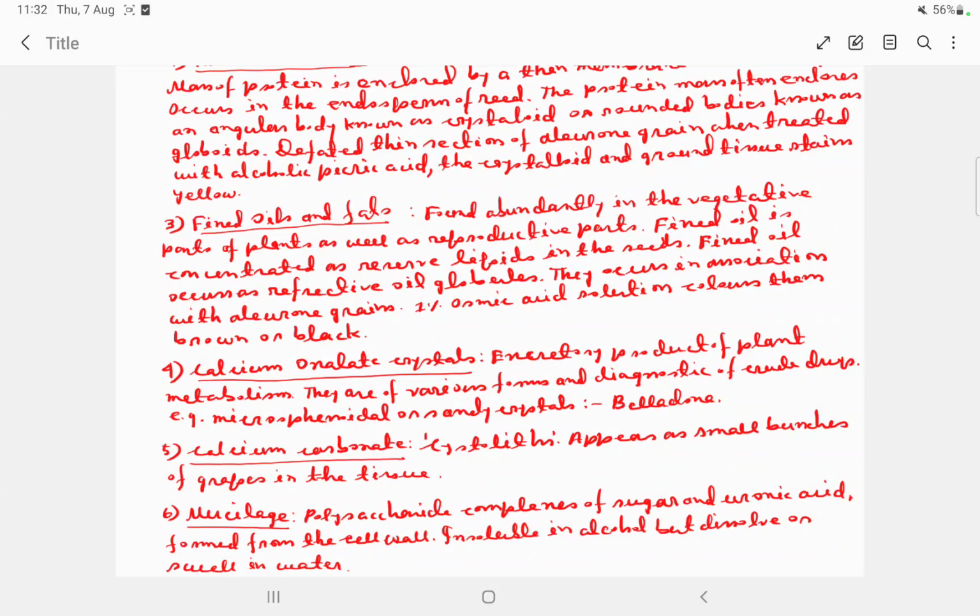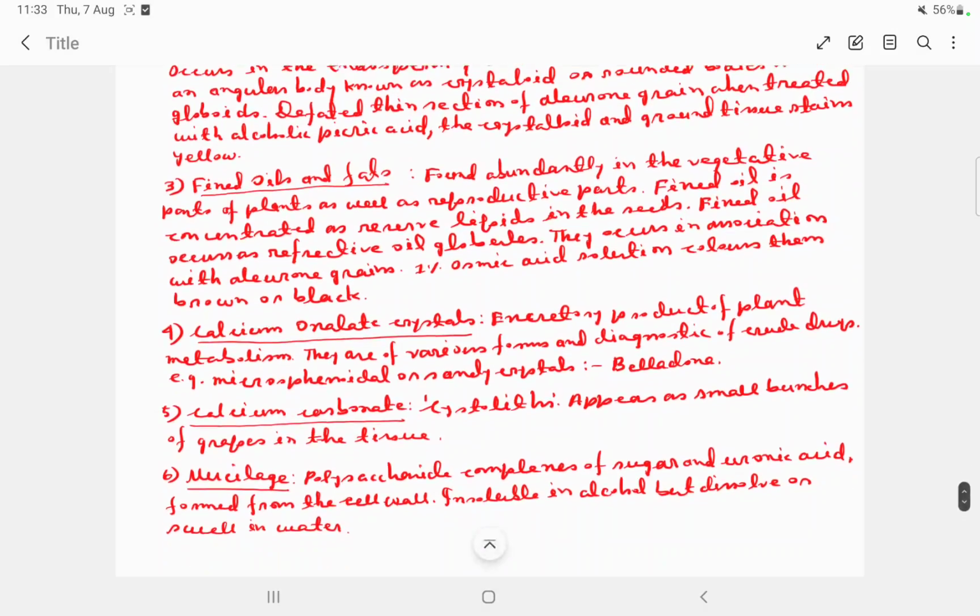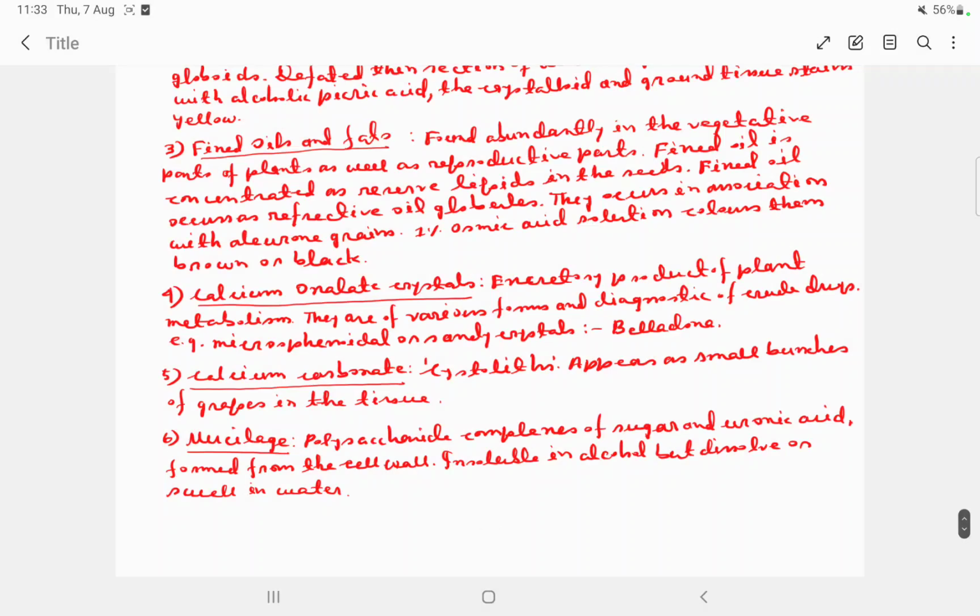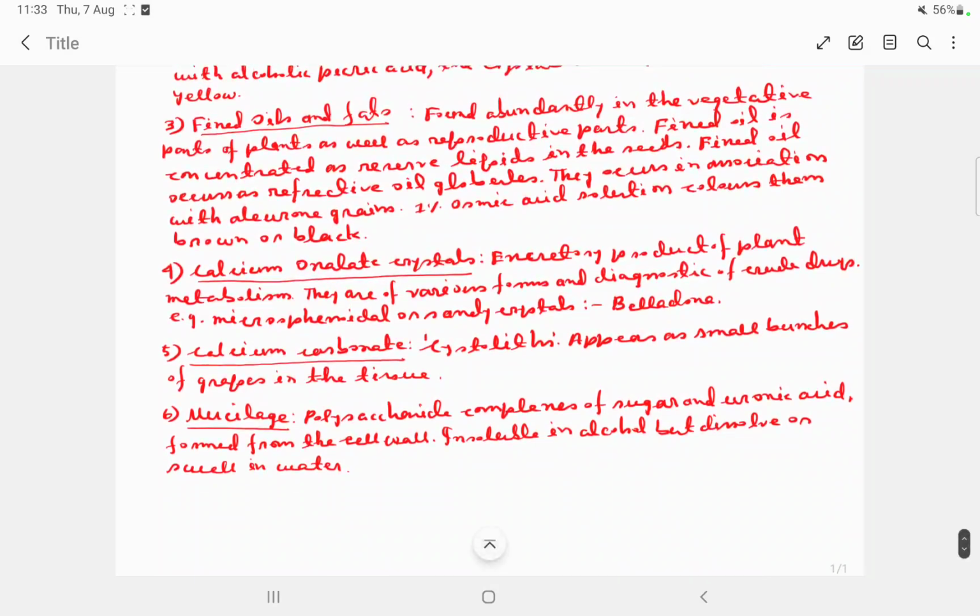First of all we take the cleared sample, and then we add reagents like caustic alkali, in which the crystals are insoluble. If we add 60% weight by weight sulfuric acid, on standing it is replaced by calcium sulfate crystals. Next is calcium carbonate. These are also known as cystoliths, and they appear as small bunches of grapes in the tissue. They produce effervescence when put in hydrochloric acid, sulfuric acid, etc. And if we put them in 60% weight by weight sulfuric acid, needle shaped crystals of calcium sulfate separate out.